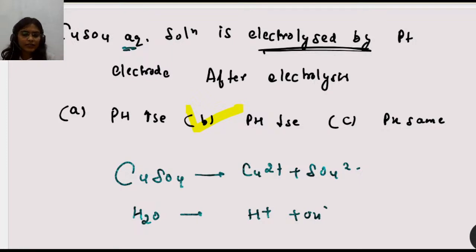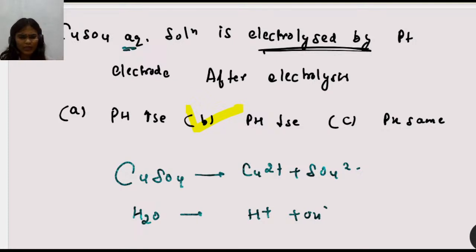This is the series. Now, the shortcut. What is the shortcut? If H positive is there, every time H positive. Make sure about the noble metals. If copper is there, Ag is there, Au is there, platinum is there, then we can't go with H positive.